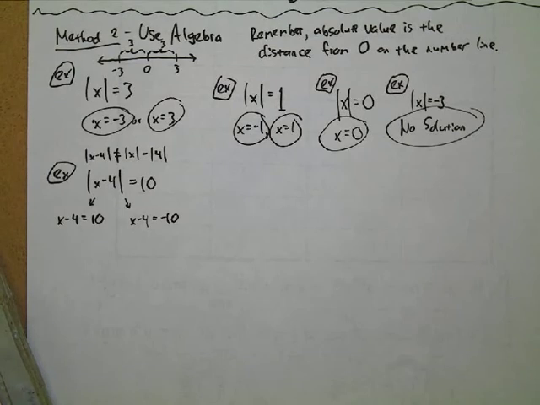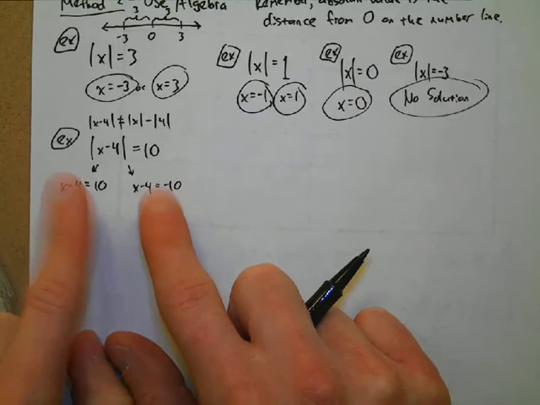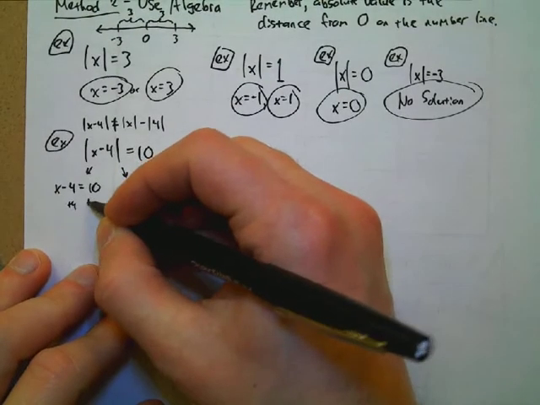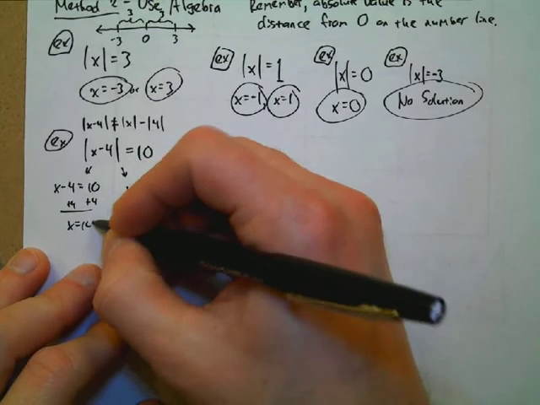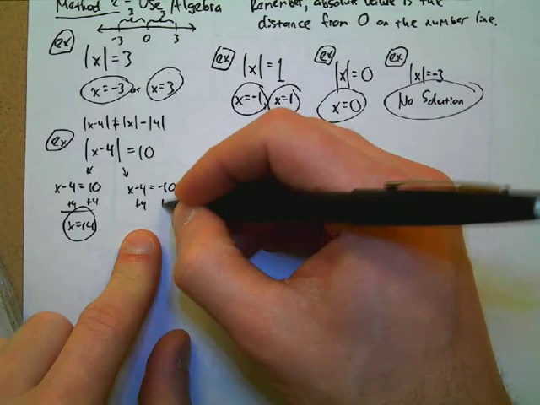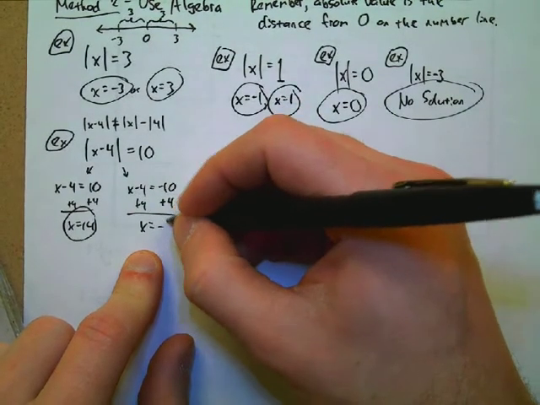And then you know how to solve from here. What would you do to both sides in either equation? Add 4, yeah. So plus 4, plus 4. So we get x equals 14. And here when I add 4 to both sides, do I get negative 14? No, what do I get? Yeah, negative 6.